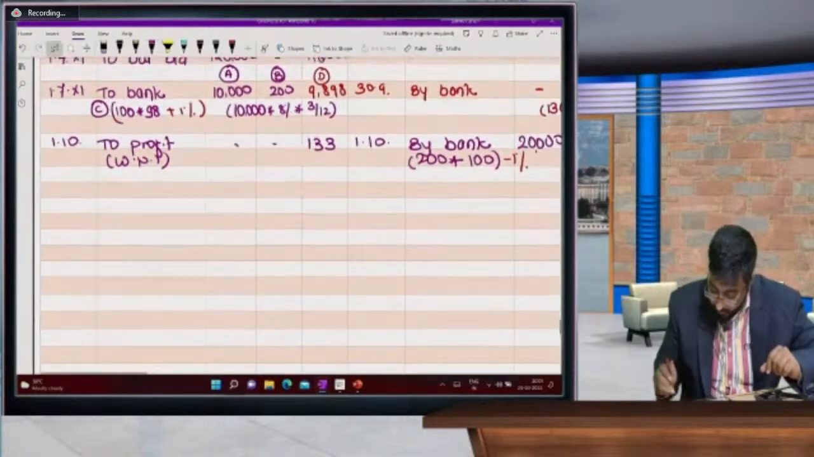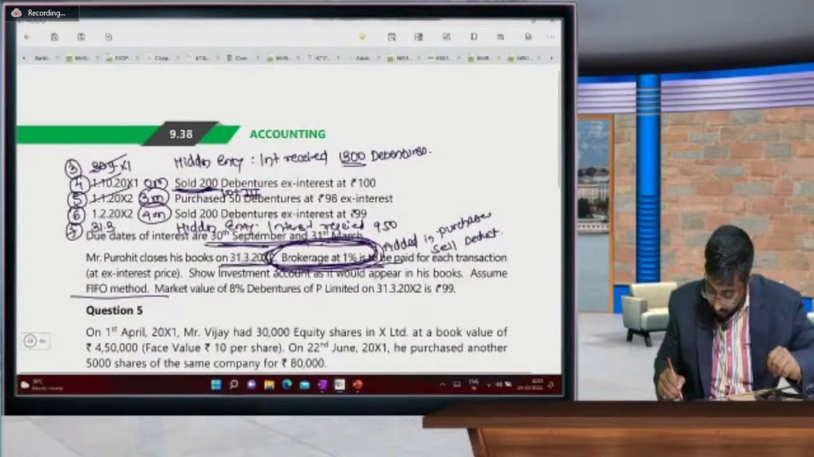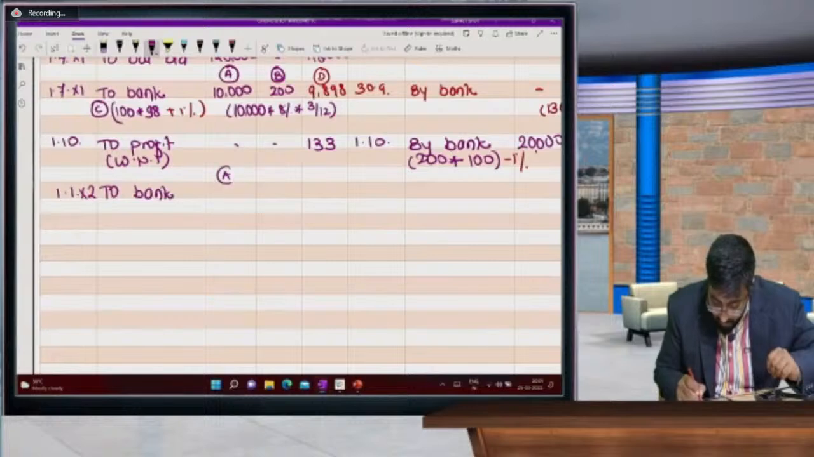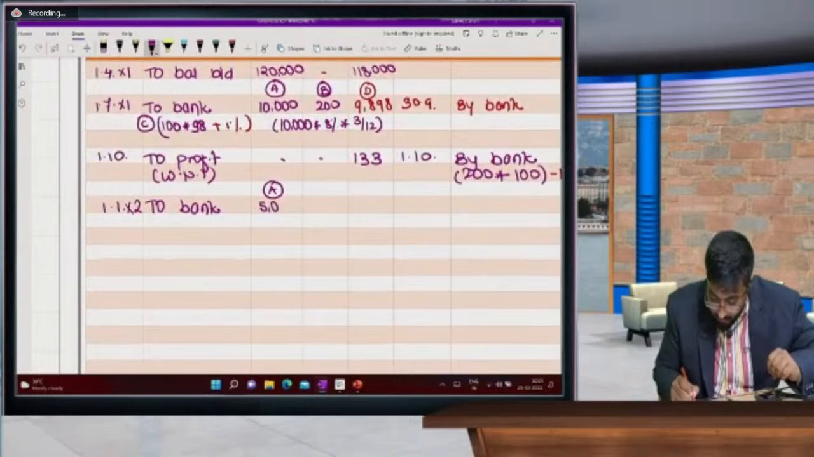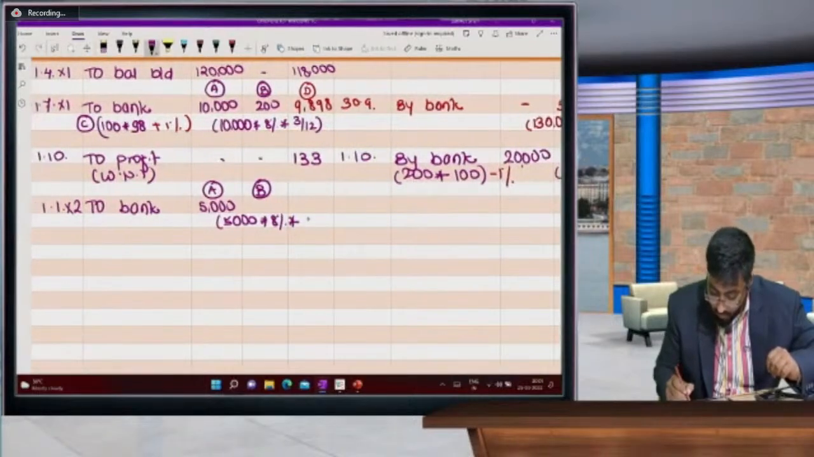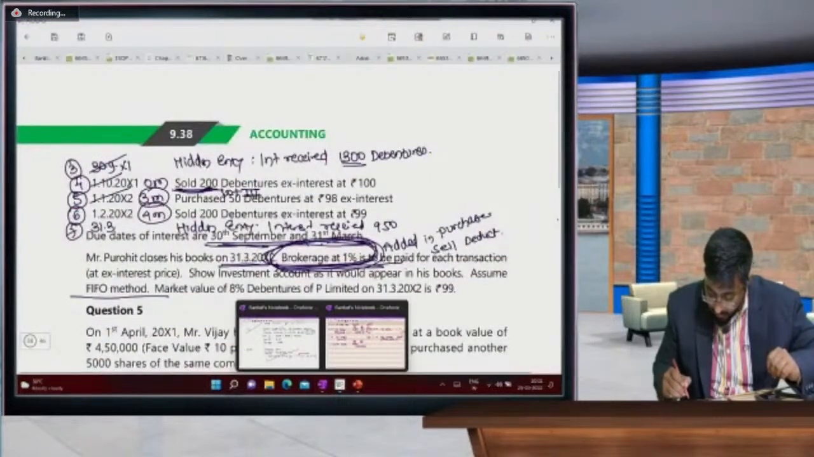Next date, 1/1. Yes, 1/1, 2. To bank. Purchases. How much? 50 means 5,000. 5,000 into 8% into how many months? 3 months.